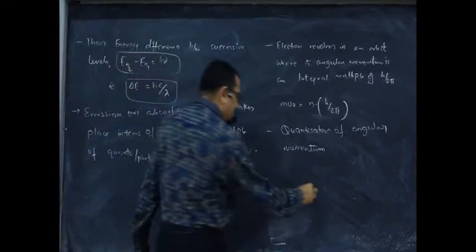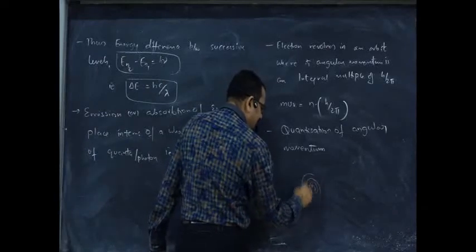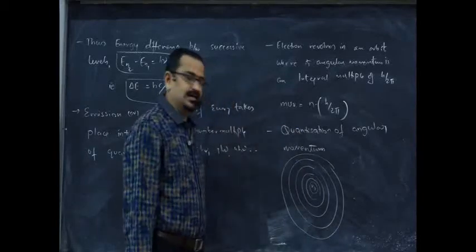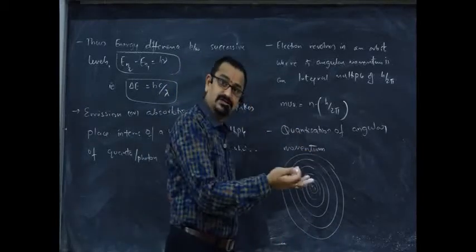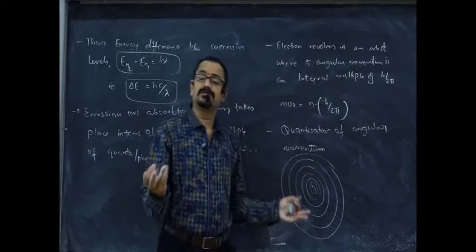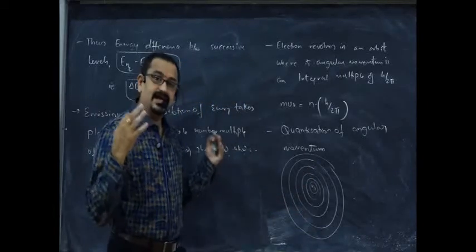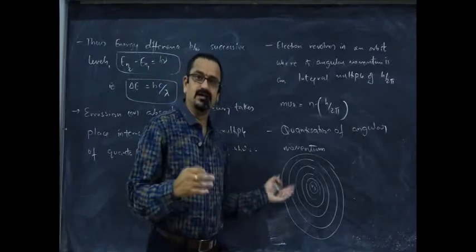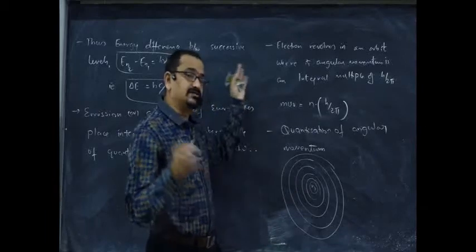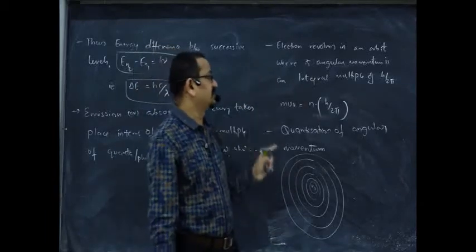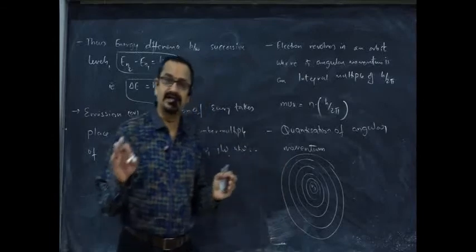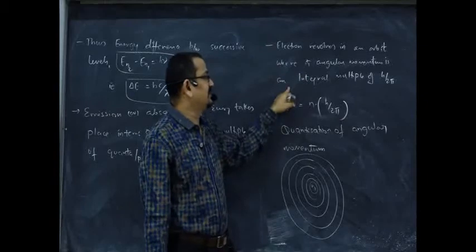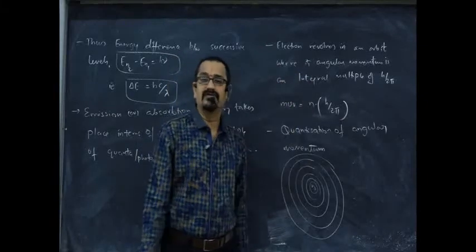And around the nucleus, when so many orbits are possible, not only these, but between these two also another path is possible, an infinite number of orbits are possible around the nucleus. But then in which particular orbit does the electron revolve? It revolves in such an orbit where its angular momentum is quantized, meaning its angular momentum is an integral multiple of h by 2 pi.